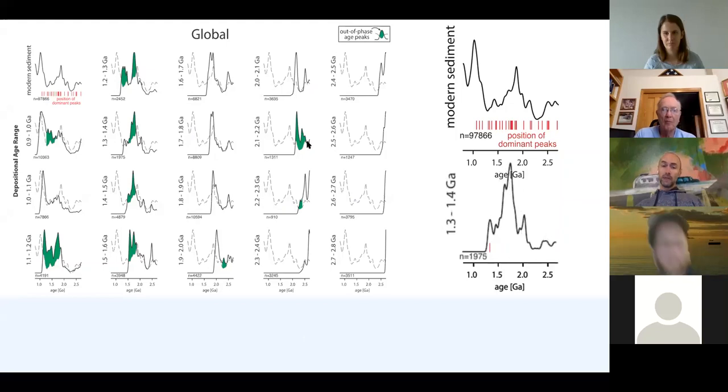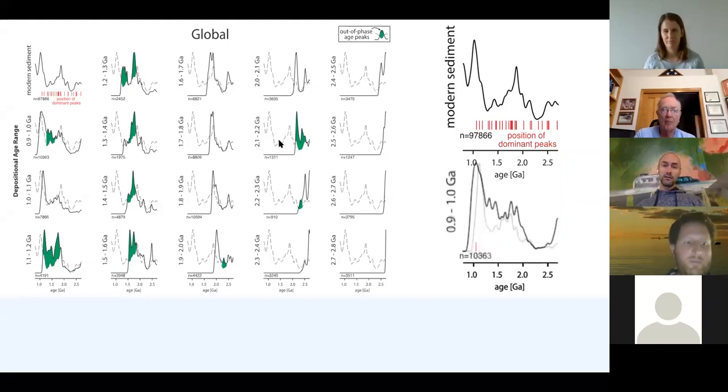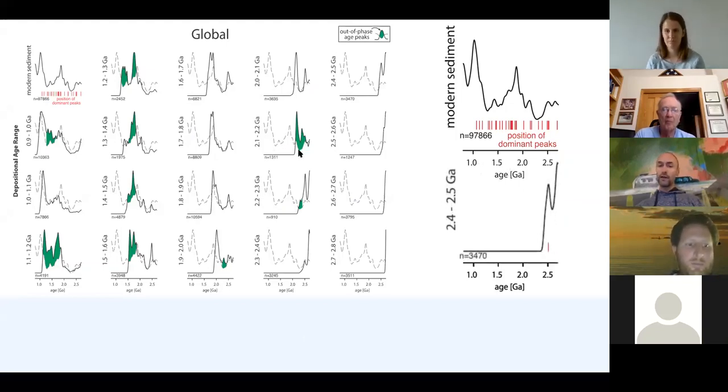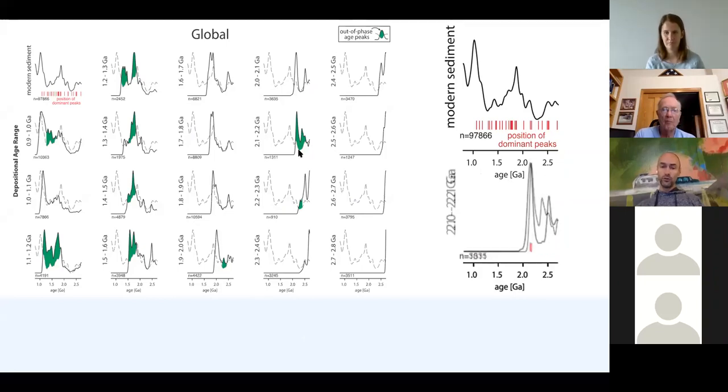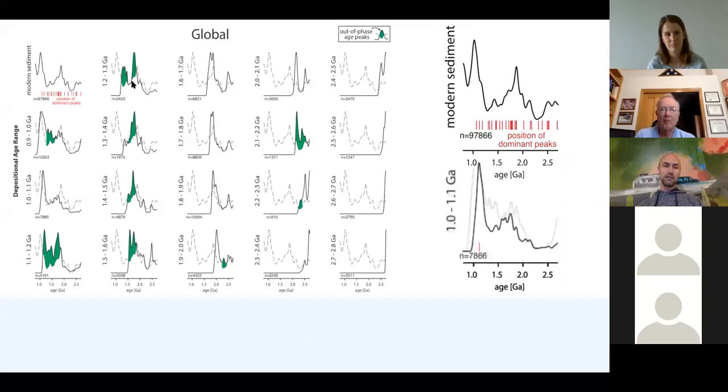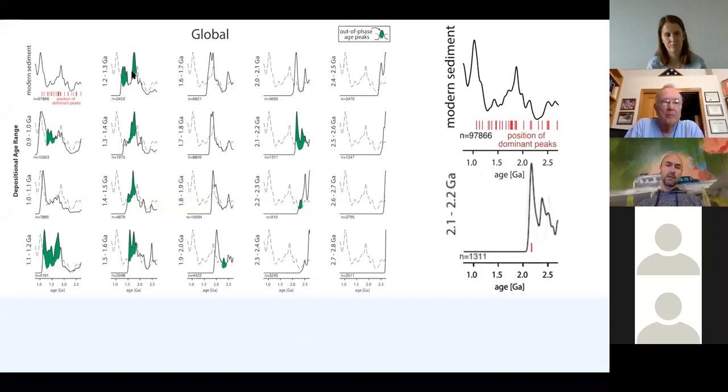So again, the modern sedimentary ages show a trough at about 2.2, 2.3 billion, but yet the sedimentary rocks that were deposited between 2.2 and 2.1 billion show peaks within that trough. And then marching forward through geologic time, we see again some other peaks that exist that are out of phase with the age peaks of the modern sediments.